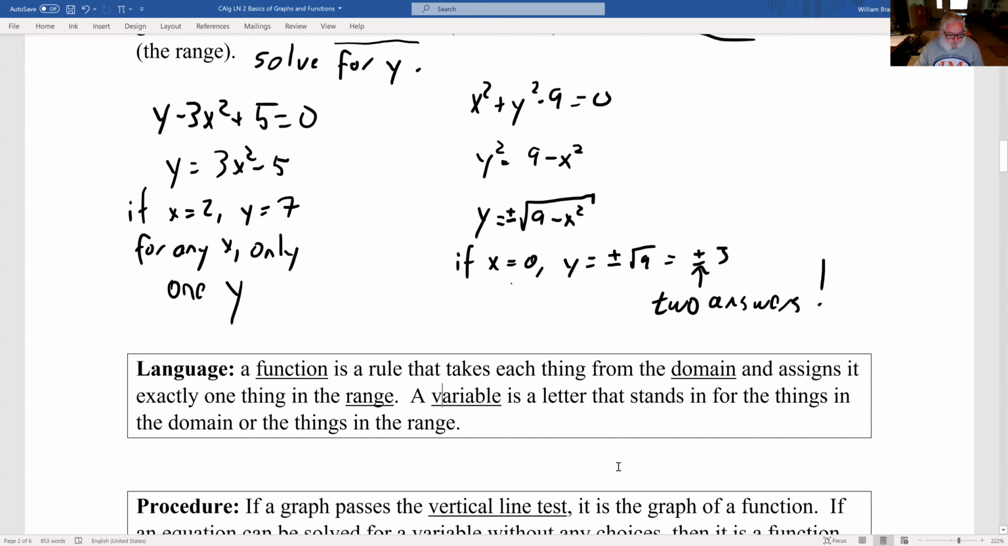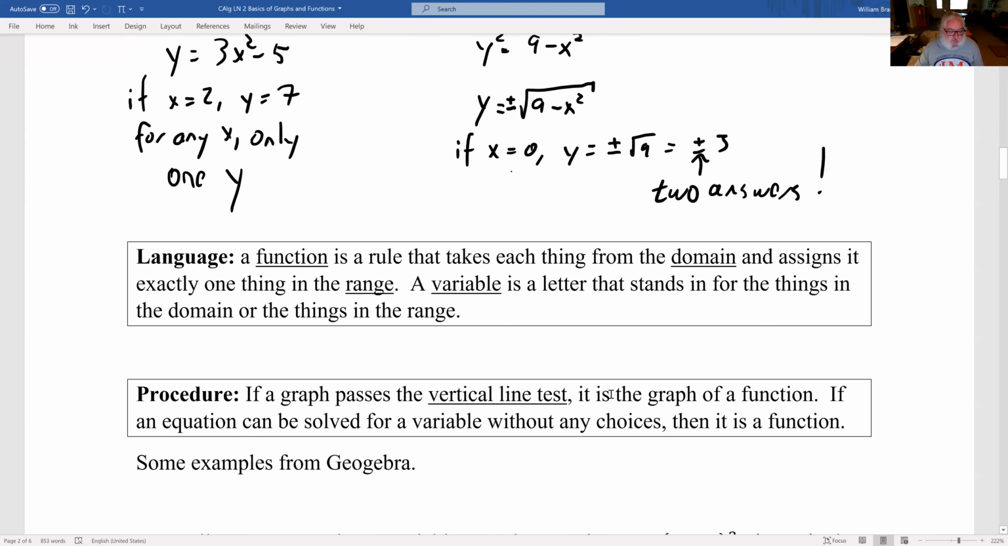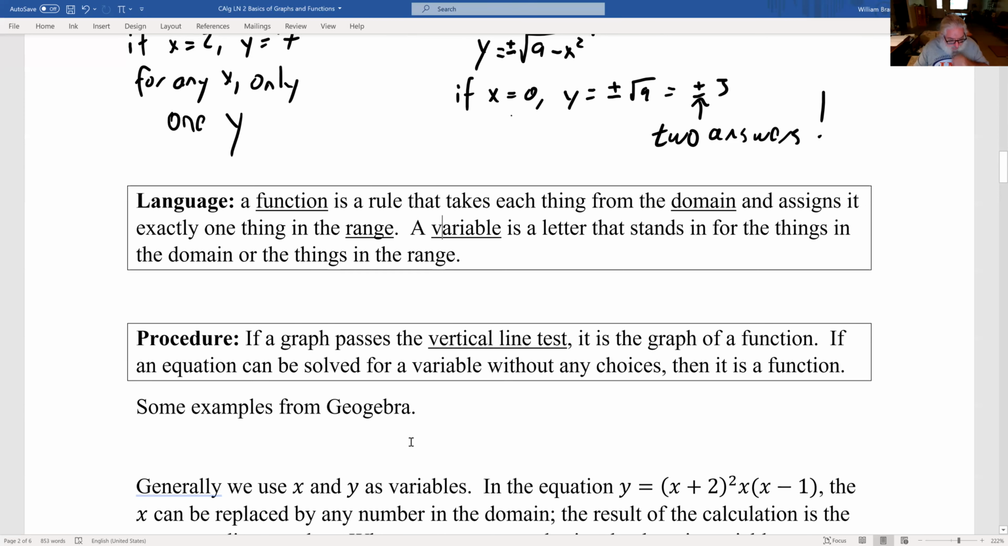So if a graph passes the vertical line test, it's a graph of a function. If it can be solved for a variable without any choices, then it is a function. That's what the 2 examples we just saw were. So I'm going to go over to GeoGebra for a moment.